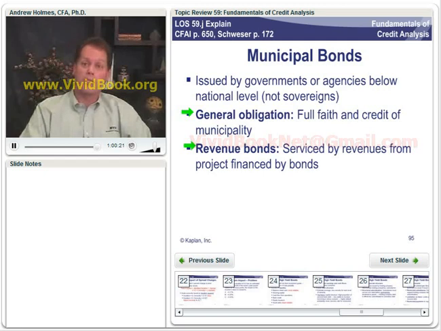Revenue bonds, these are bonds that are serviced from the revenues of a specific project. A great example would be a toll road. So you get a county or a state government that wants to build a toll road. What they can do is issue revenue bonds, and then repayment of the bonds is going to be done by the revenues generated by the toll road itself.